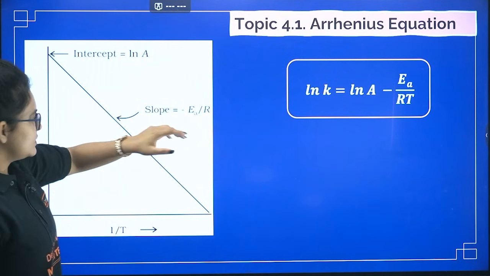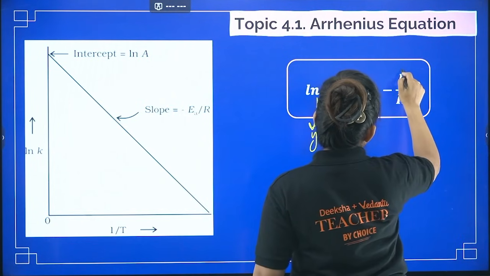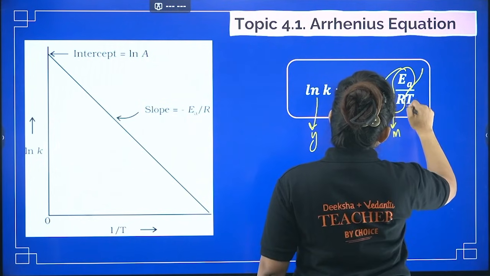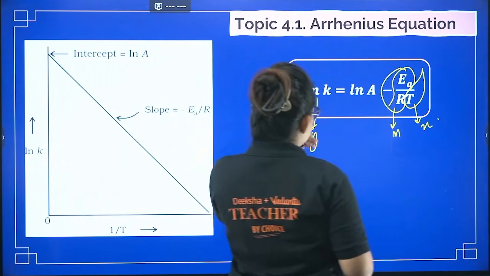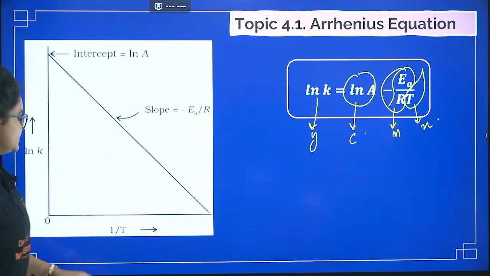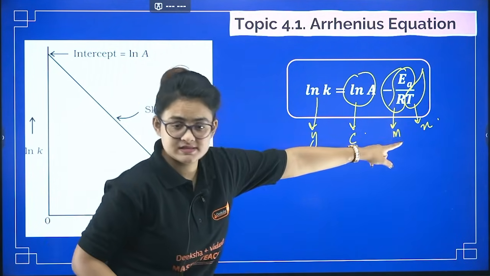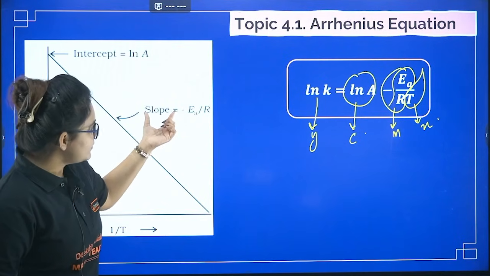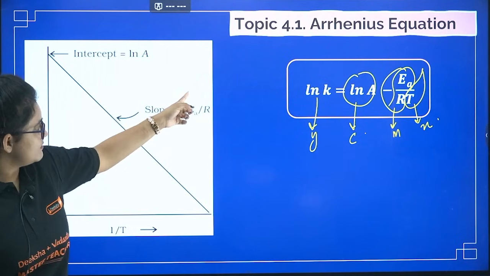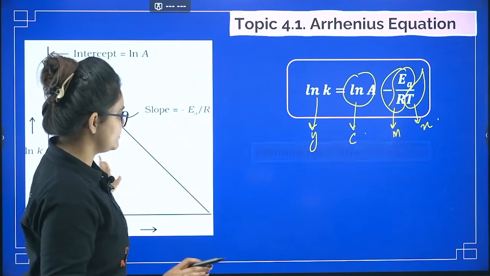So for this case you can see ln k is my y axis, minus Ea by R is your m, and 1 by T is your x, and ln A is your c: y equals mx plus c. So here I will get the ln k versus 1 by T graph, where 1 by T is your x. The slope is basically minus Ea by R, and the intercept is ln A. I guess it's clear to you, a straight line graph.